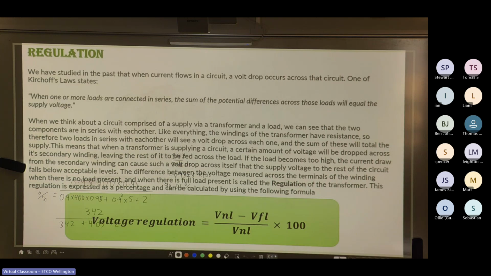The difference between the voltage measured across the terminals of the winding when there is no load present and when there is full load present is called the regulation of the transformer. This regulation is expressed as a percentage and can be calculated using the following formula: VNL minus VFL, divided by VNL, times 100. So voltage no load minus voltage full load, divided by voltage no load, times 100.